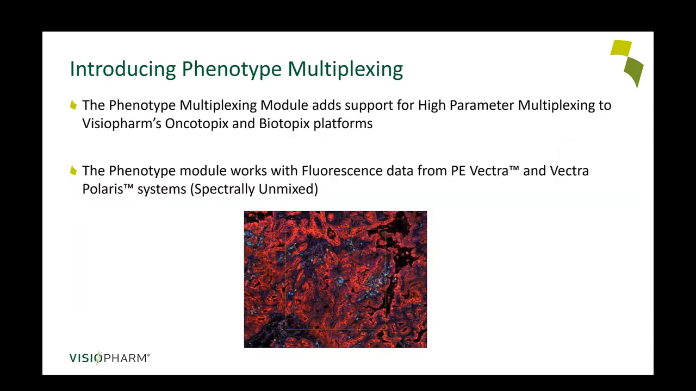The phenotype multiplexing module adds support for high parameter multiplexing to the Oncotopics and Biotopics platforms through its integration into the app author and plotting tools within the software platform. The phenotype module works with fluorescence data from the PE Vectra and Vectra Polaris systems that's been spectrally unmixed, as shown in the example below.